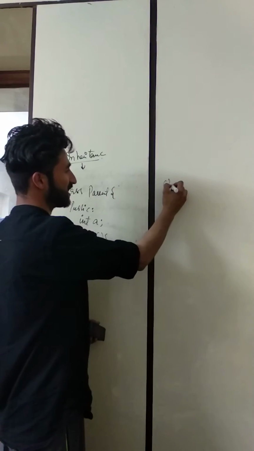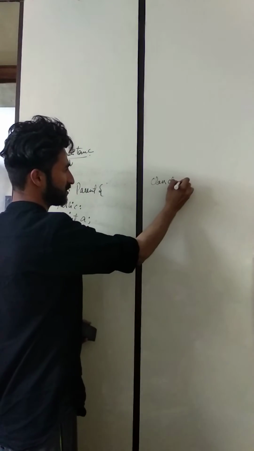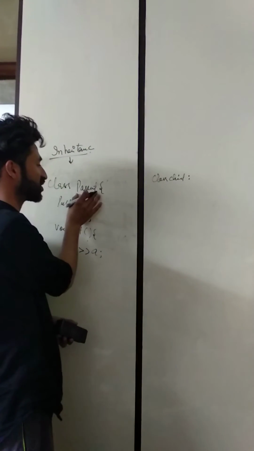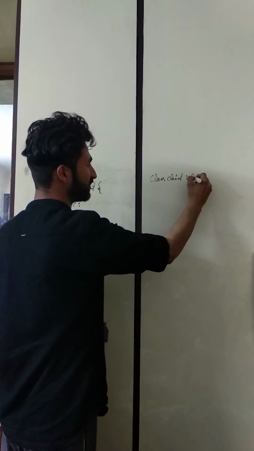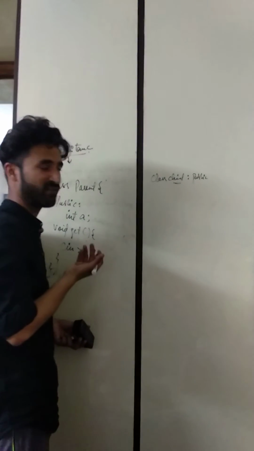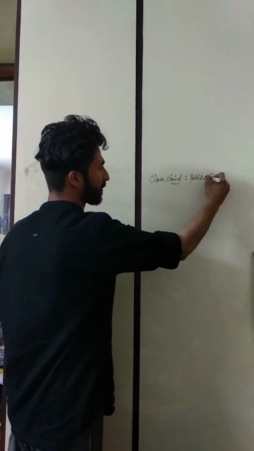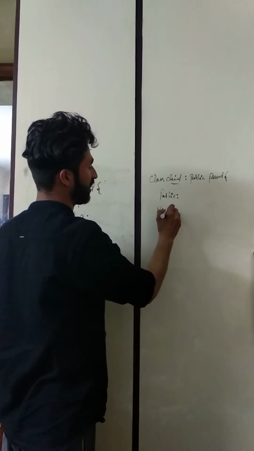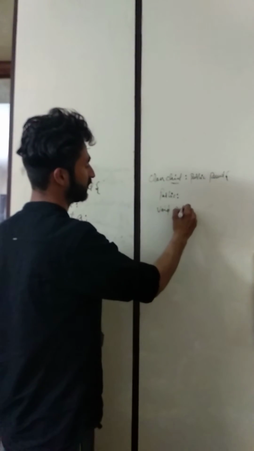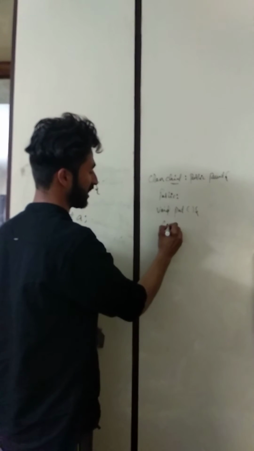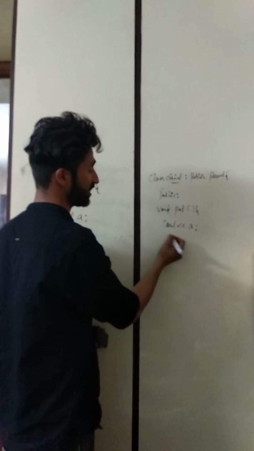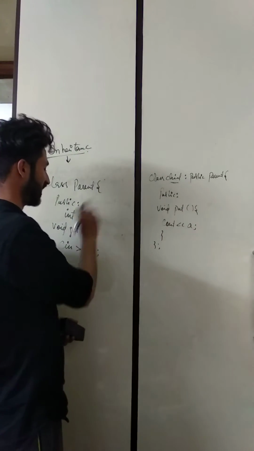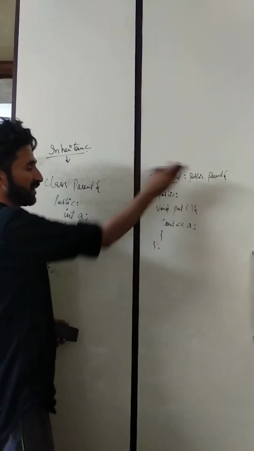I am creating a child class here. Class child. This is the symbol for inheritance. It inherits all the data members and member function of parent class. I am writing public, since class by default is private, so I am writing public parent. I am writing a new member function, void put. I am printing cout a. Since a is already declared in parent class, it automatically acquires a and get from this parent class.